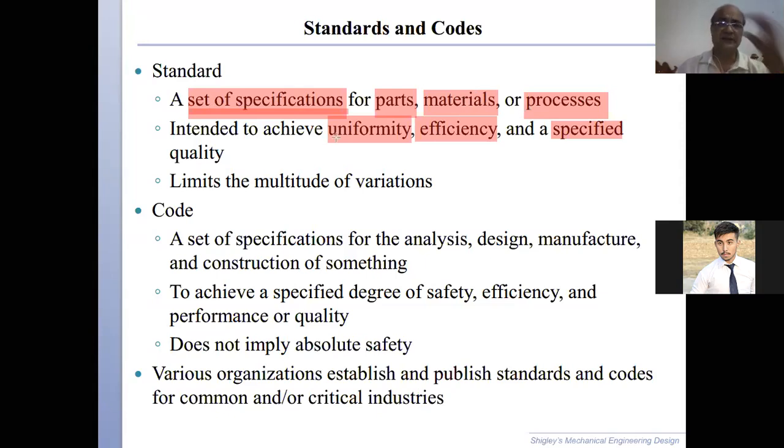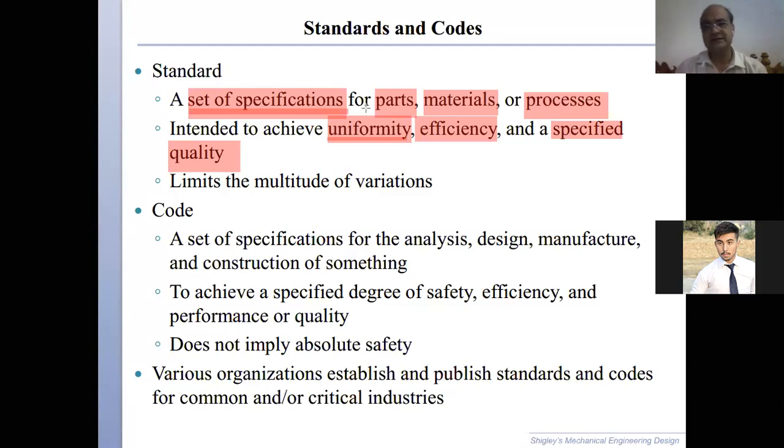So, as we just said, uniformity, efficiency and specified quality. So what does this mean? Uniformity: if we are talking about a standard part, that standard part will be uniform. Each of those parts will meet some criteria, will have the same dimensions and the same material, the same features. So you can basically go ahead and buy that part very readily, because these parts are all the same.